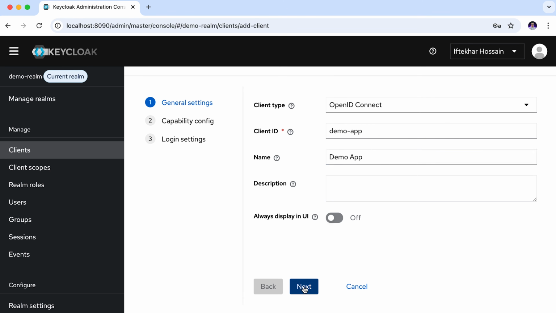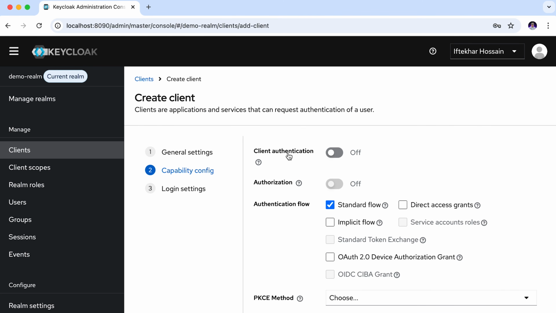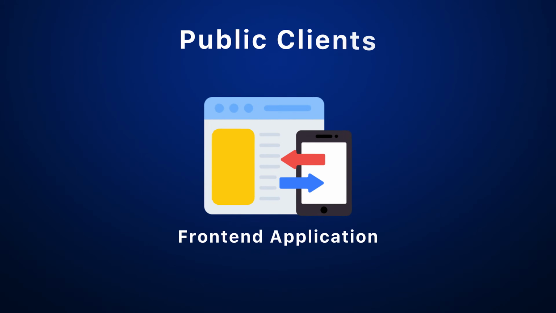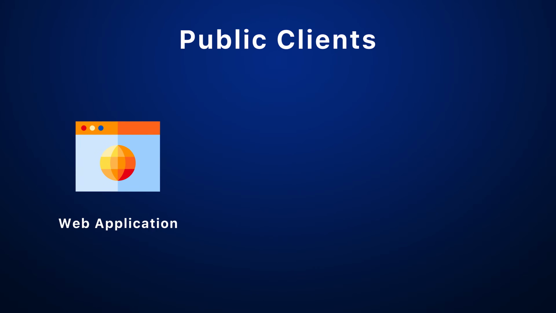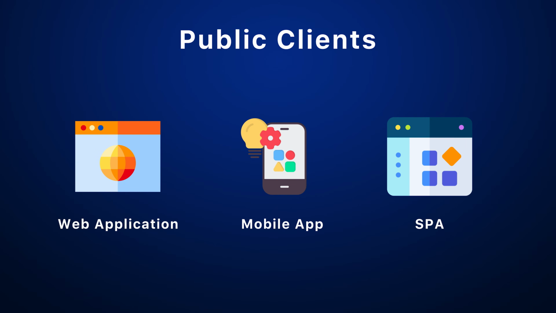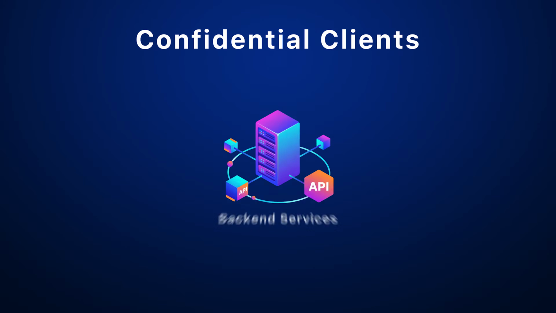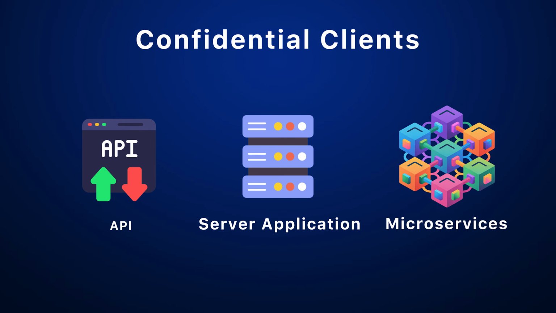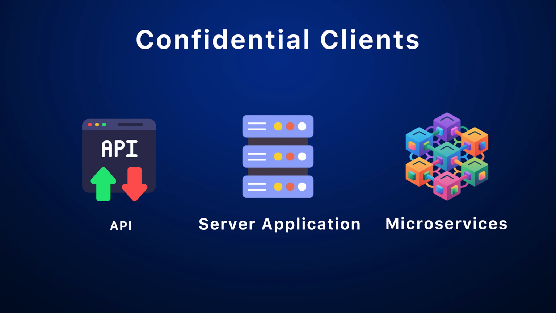Then click Next. Now, first we have this client authentication. What is it? Let's check. Here, if you click on this question mark, you'll see this tooltip. It mentions that when it's on, the type is confidential access, and when it's off, the type is public access. So what are they? Public clients are front-end applications like web apps, mobile apps, or single-page applications. On the other hand, confidential clients are backend services, APIs, server applications, and microservices that can securely store secrets.